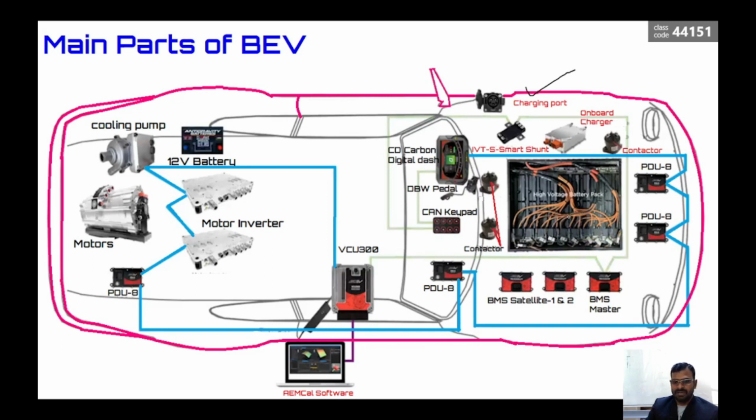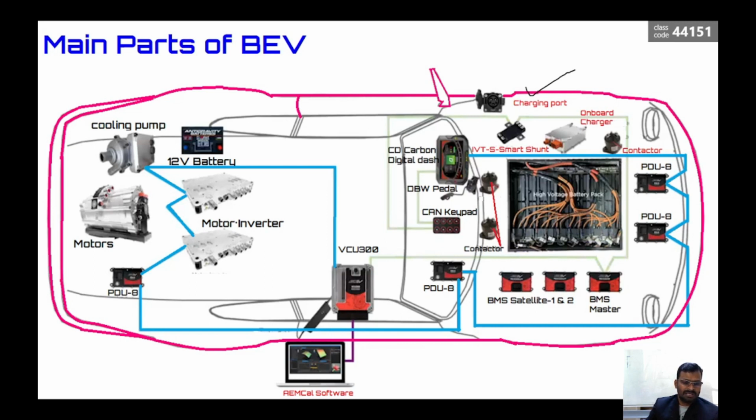After this, we have the IVT smart shunt, which works as a measurement device that continuously measures the current and voltage given to the inverter and other accessories. Other important components in this picture: we can see the cooling pump, which helps keep the system in a cool condition. And we have the 12 volt battery, which drives the low voltage or LVS system. And we have the inverters, which drive the motor.